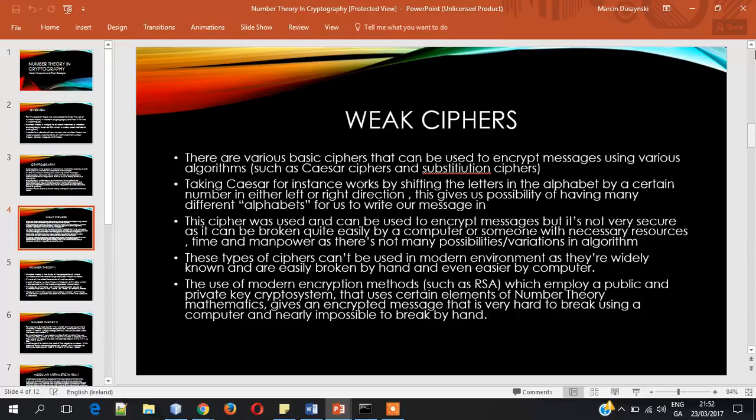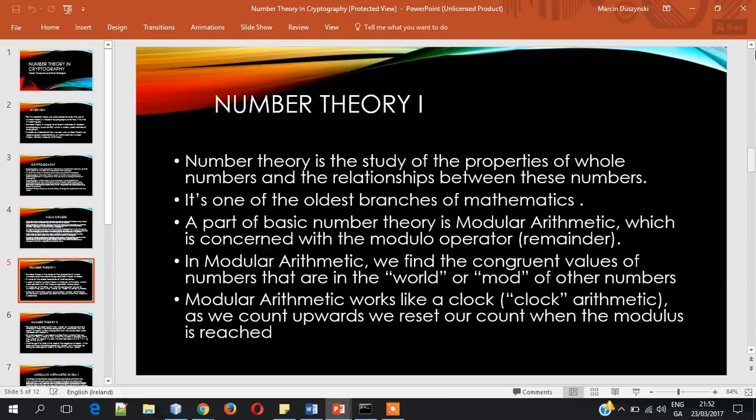Modern encryption methods such as RSA employ a public and a private key crypto system that uses certain elements of number theory mathematics and gives us an encrypted message that is very hard to break using a computer and nearly impossible to break by hand. Weak ciphers aren't very effective today because they're widely known and can be very easily broken by hand or by computer. So long story short, avoid using those.